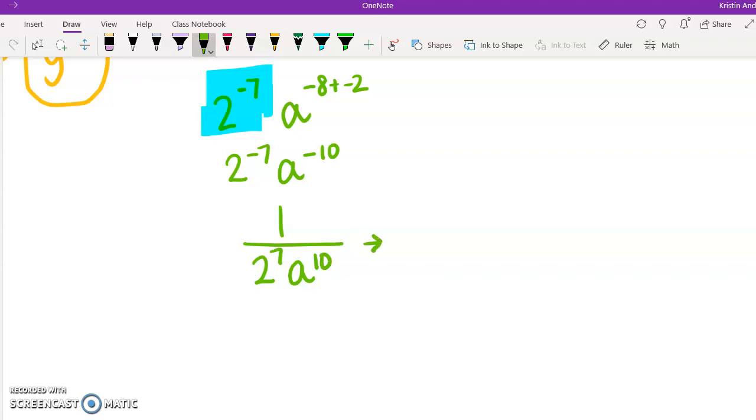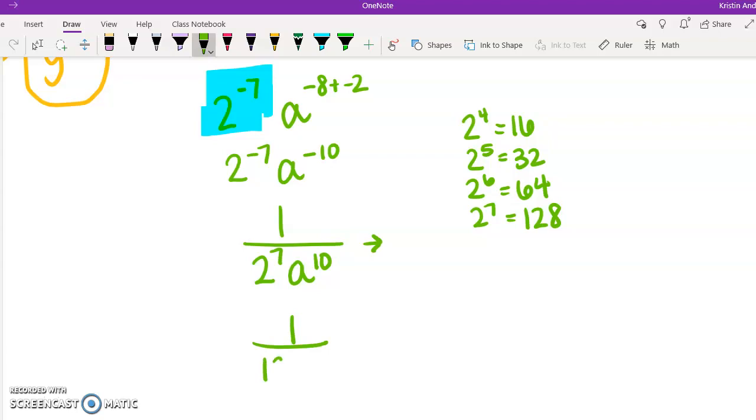You know 2 to the 7th power? I don't, but we can figure it out. So I know from earlier 2 to the 4th power was 16. 2 to the 5th power then has to be 32. 2 to the 6th power, you multiply by 2 again, you get 64. And so 2 to the 7th power is 128. So this is 1 over 128 a to the 10th.